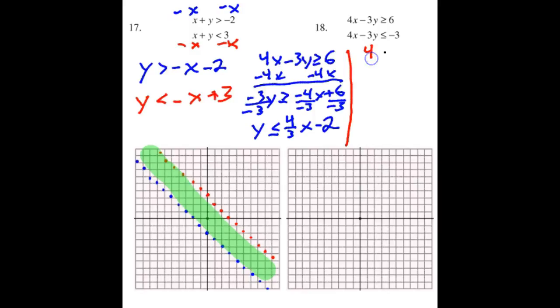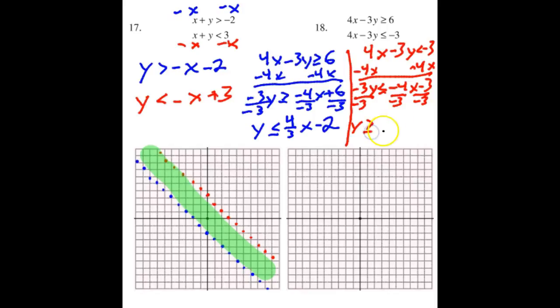Basically the same steps here for the second one. The only thing different is this negative 3 on the end. So once again, subtract 4x. Negative 3y less than or equal to negative 4x minus 3. Divide everything by a negative once again and switch the sign. So we're going to have y greater than or equal to 4 over 3x plus 1. Let's go ahead and graph both of those.